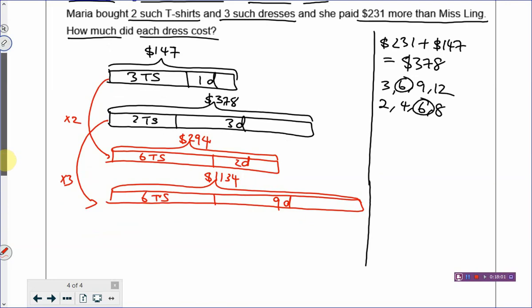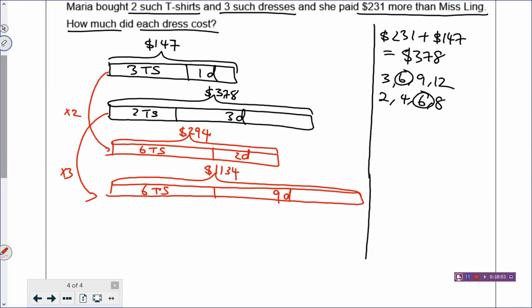How do we solve it? Well, you get rid of the t-shirts by subtraction. You take 6 t-shirts minus 6 t-shirts, no more, gone. And then 9 dresses minus 2 dresses, you will get how many dresses? There'll be a difference of 7 dresses, right? So how much is 7 dresses? Well, you look at the money now.